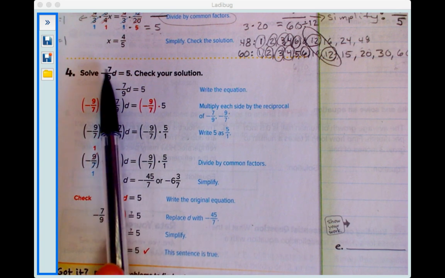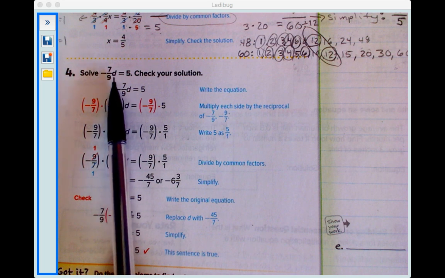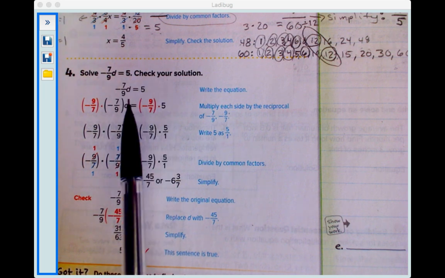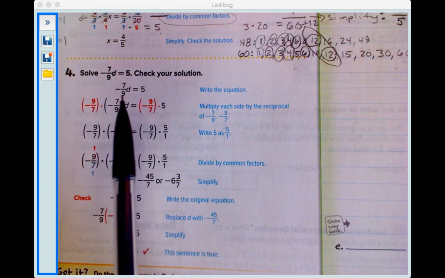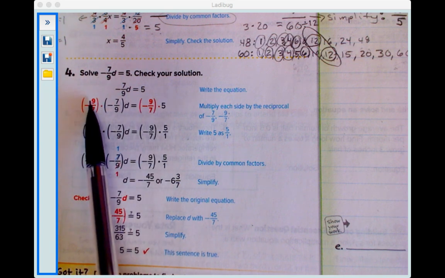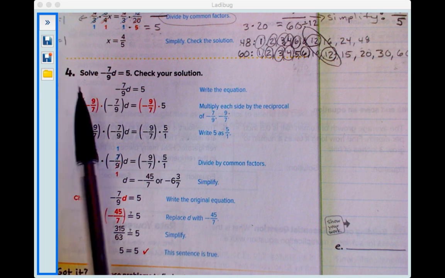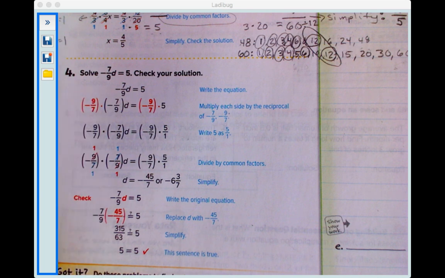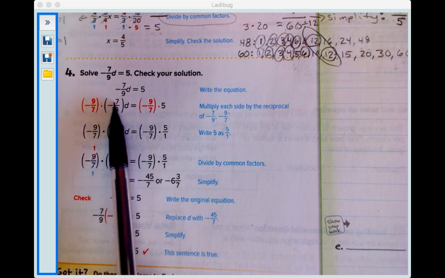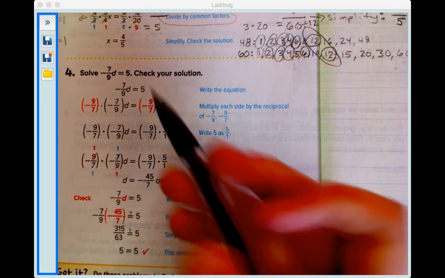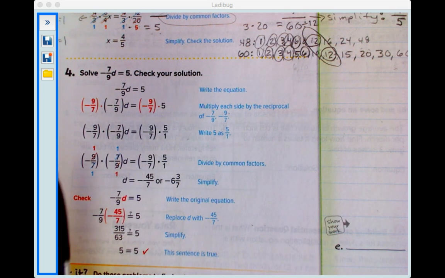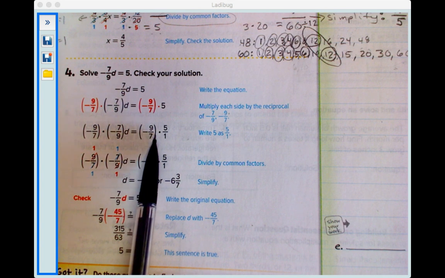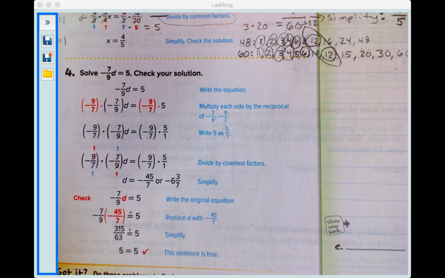Solving negative 7 divided by 9d equals 5 is going to be done the same way. You're going to flip the fraction. You do not change the negative. You just flip the fraction, and you multiply it on both sides.